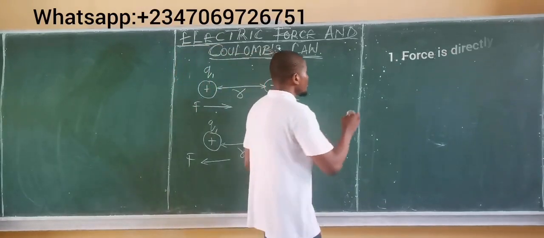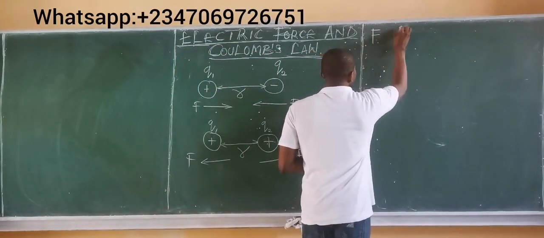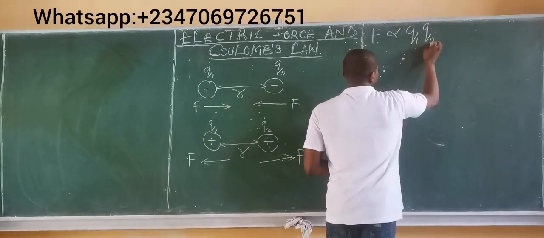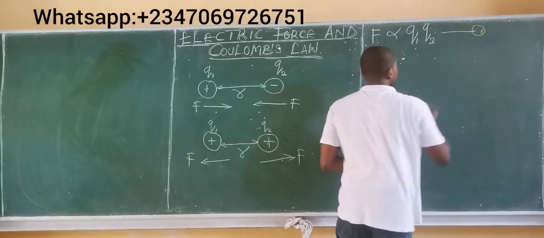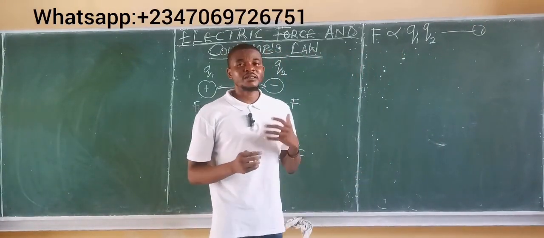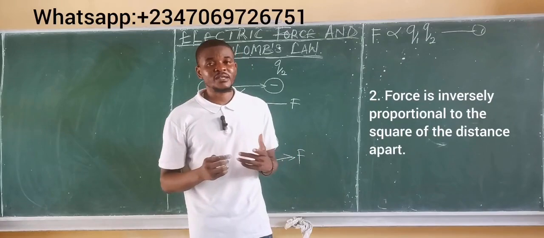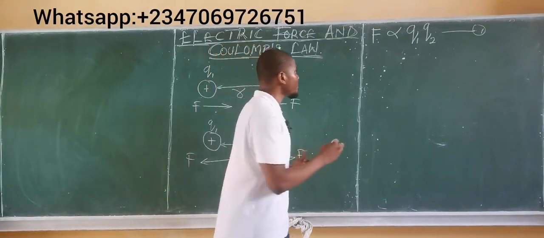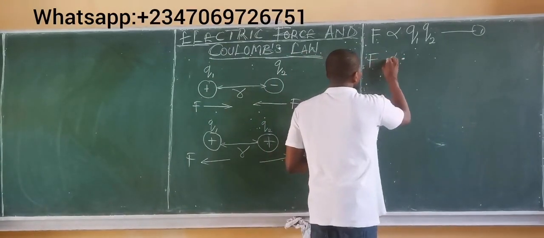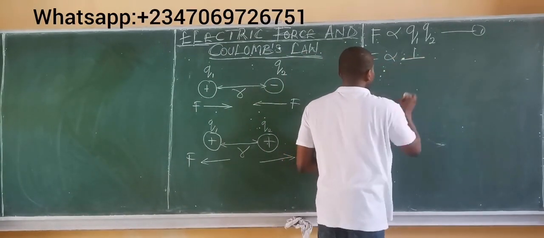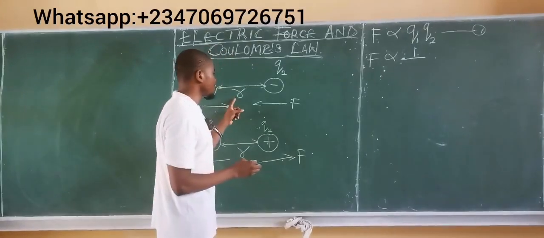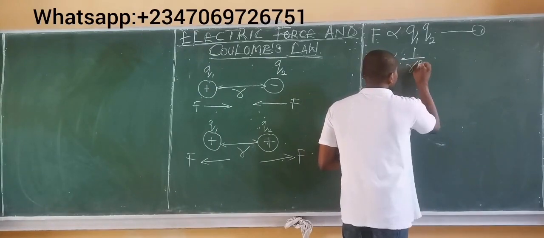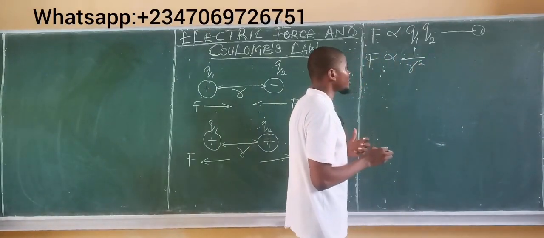So let's put that down. We have that the force is directly proportional to charge Q1 multiplied by charge Q2. That's the first equation as picked out from that law. The second part of the law says the same force is inversely proportional to the square of their distance apart. Inverse simply means reciprocal, and the distance here is simply R. So inversely proportional to the square of the distance: 1 divided by R squared.